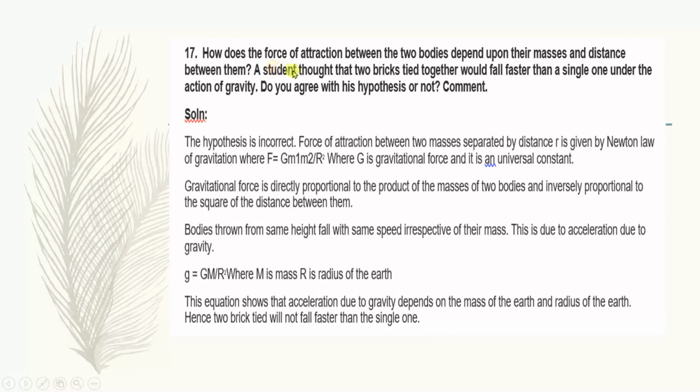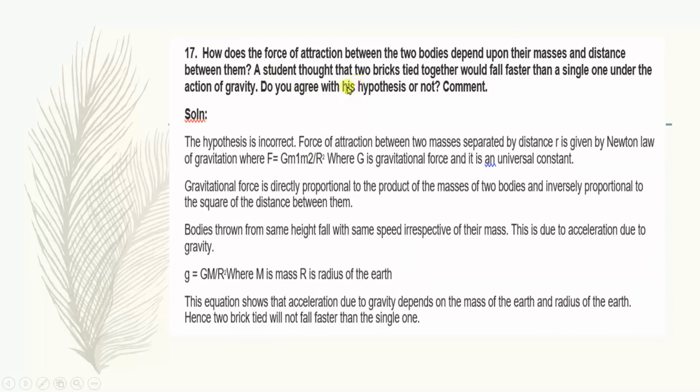How does force of attraction between the two bodies depend upon their mass and distance between them? Students, this is the last question of the day. Look carefully, in this question actually indirectly it is asking for the universal law of gravitation. How does the force of attraction between the two bodies depend upon their masses and the distance? So we will write the gravitational formula: F is equal to G m1 m2 upon r square.